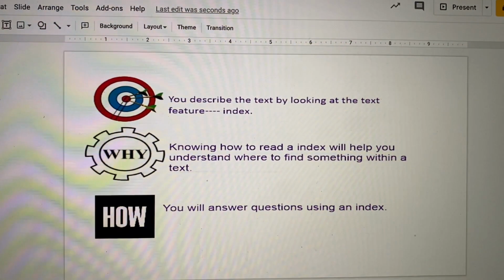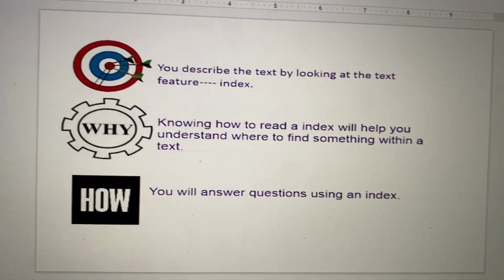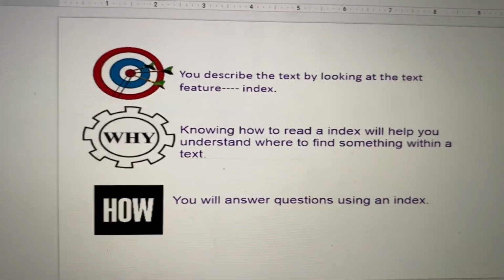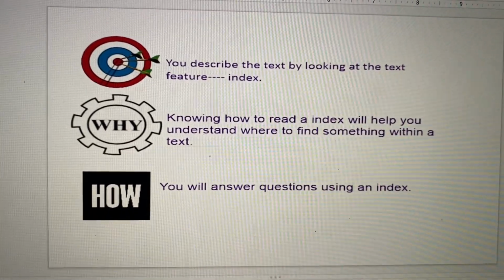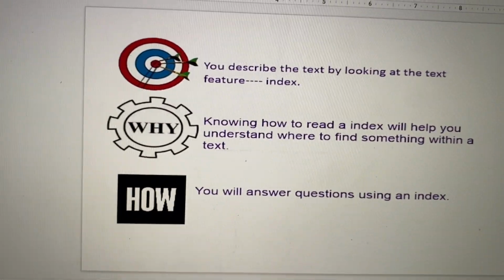Monday, January 11th, and we are still talking about text features. So today you will describe the text by looking at the text feature index. Knowing how to read an index will help you understand where to find something in a text. You will answer the questions using the index.